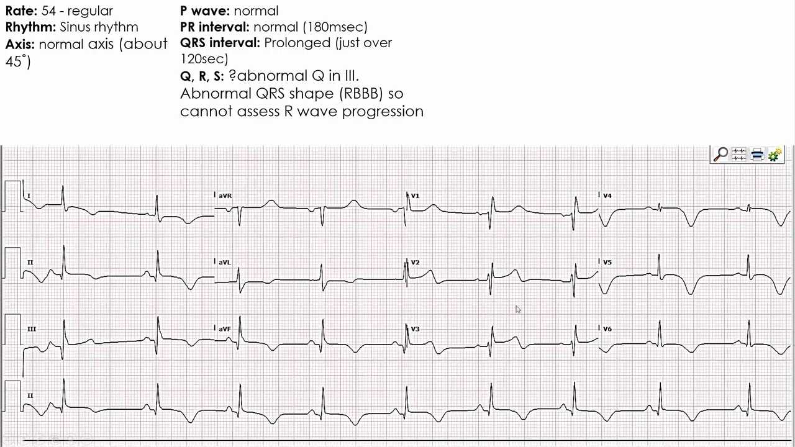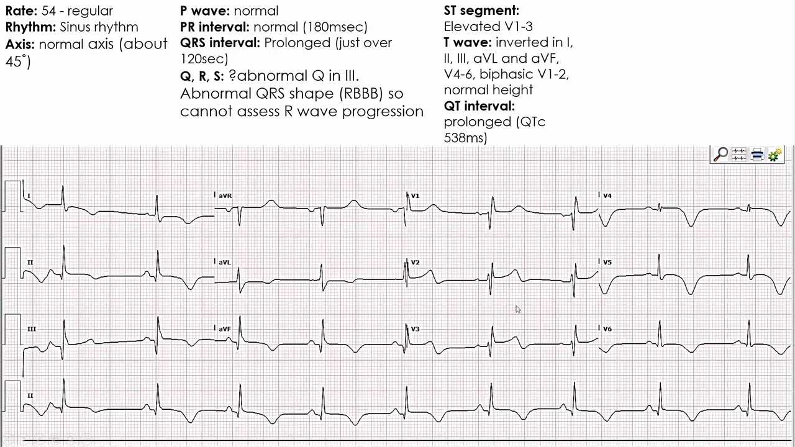We can't really assess R wave progression on this ECG. There's some ST segment changes with some slight ST elevation in V1 to 3. There's T wave changes with inversion in leads 1, 2, and 3, AVL, AVF. There's biphasic T waves in V2 and V3, and more inverted T waves in V4, 5, and 6. The QT interval is prolonged with a QTC of 538 milliseconds.